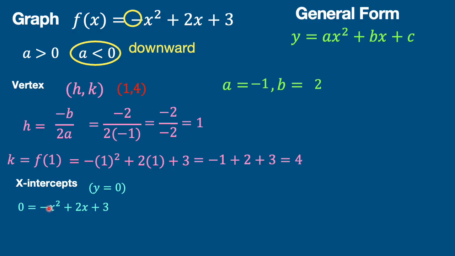Everything, I wanna move everything to the left. That's gonna be x squared minus 2x minus 3. Guys, make sense? Then factor it. How can we factor this one?